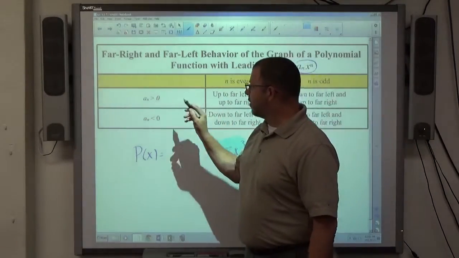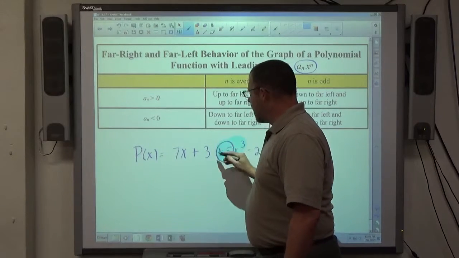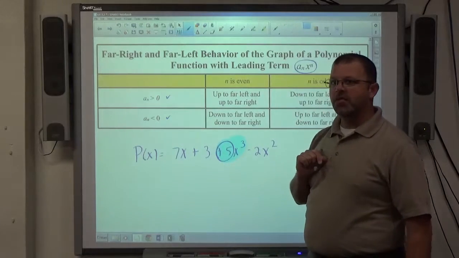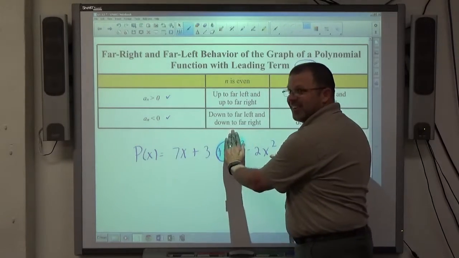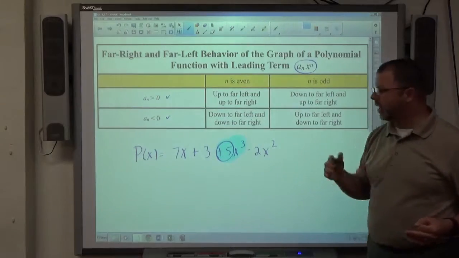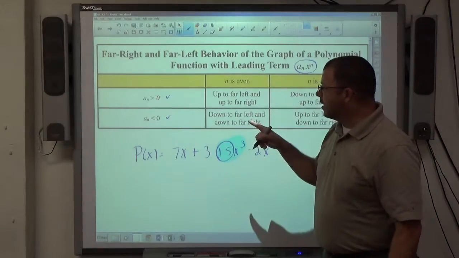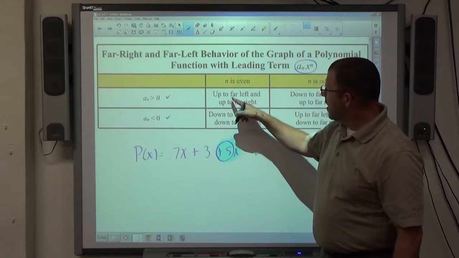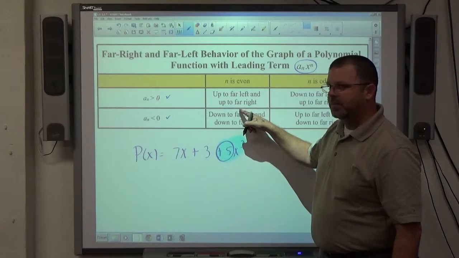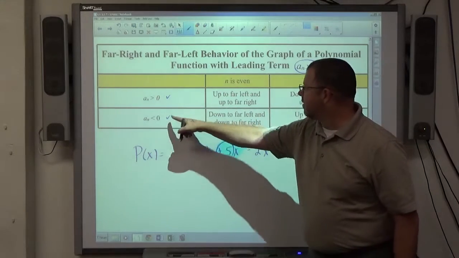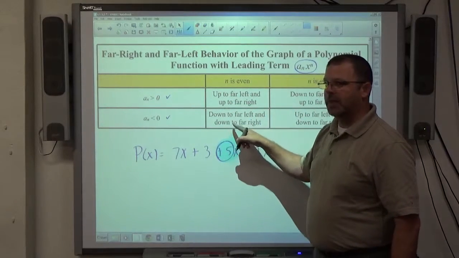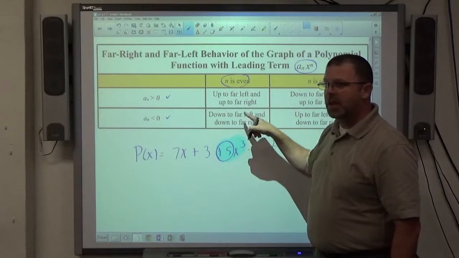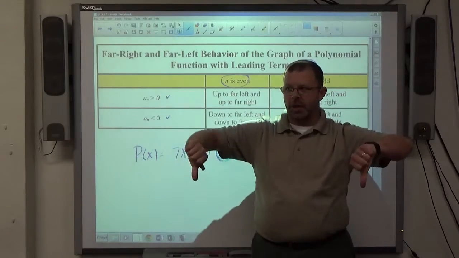All right, so the two scenarios for a sub n, the number in front of x, is that a sub n is either positive or negative. If it's 0, then that is not the leading term, and you go to the next lower power. So if it's positive and n is even, it'll be up to both left and right. And if a is negative and n is even, it'll be down to the left and the right. So again, if it's an even power, left and right are the same. Positive up, up; negative down, down.